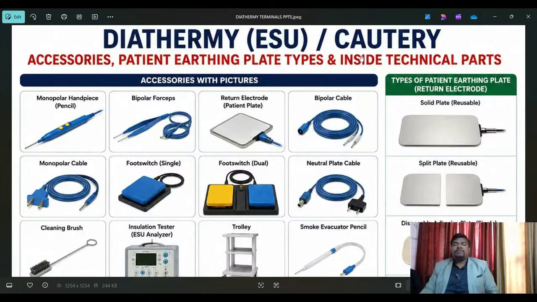Okay, let's come here. Now, till now what we have discussed is one point, and now practically I want to show you what the accessories are, what the pictures of the spares are, what will get damaged, and mostly what needs to be replaced. I'm going to explain all things. Please listen carefully. I will show you the accessories, the patient plate types, and the inside technical parts of the diathermy.